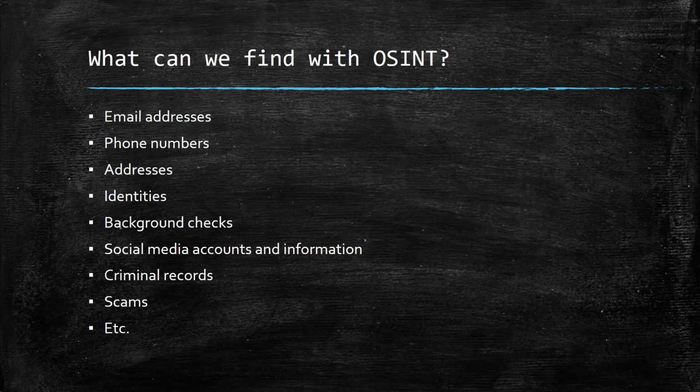So, what can we find with OSINT? Well, we can find a lot of different information. We can find things like email addresses for a person, phone numbers, addresses, people's identities based on certain information, background checks, social media account information, criminal records. We could figure out potentially if we're being scammed or someone else is being scammed, and a lot of other information.